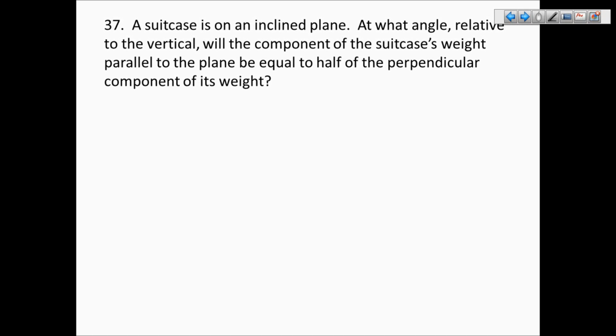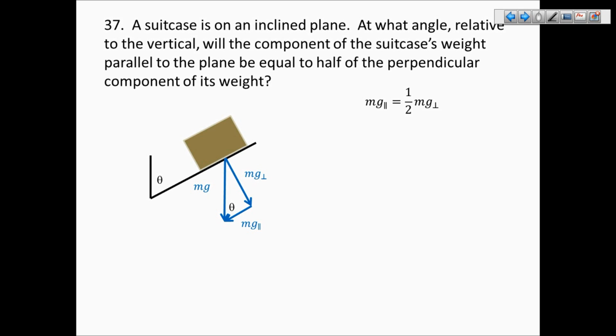Okay, number 37. A suitcase is on an inclined plane. At what angle relative to the vertical will the component of the suitcase's weight parallel to the plane be equal to half of the perpendicular component of its weight? So here's a picture, and I've marked theta so that it's relative to the vertical. I've drawn in its weight, mg, and I've broken it up into its two components, the perpendicular component and the parallel component. Now we're told that we want the parallel component to be equal to half of the perpendicular component.